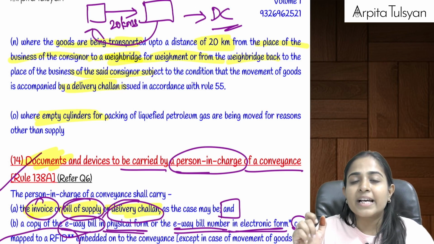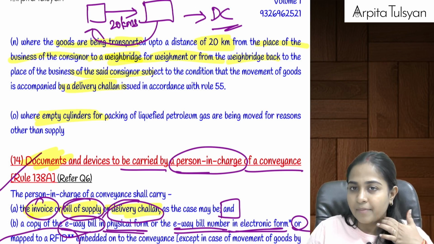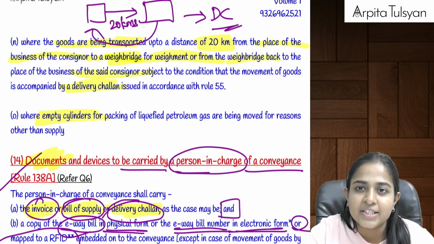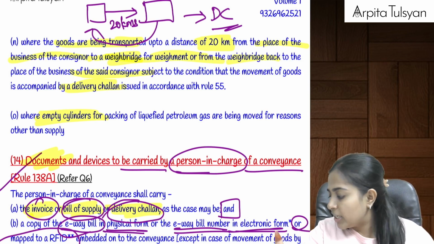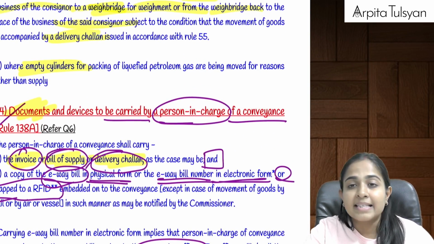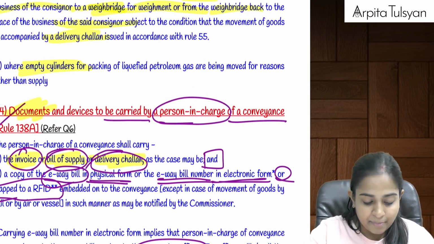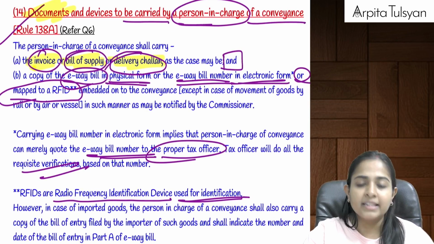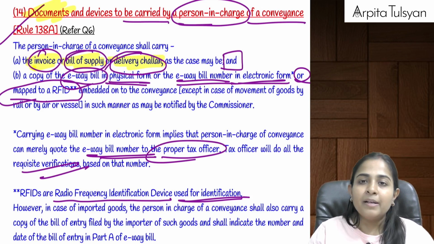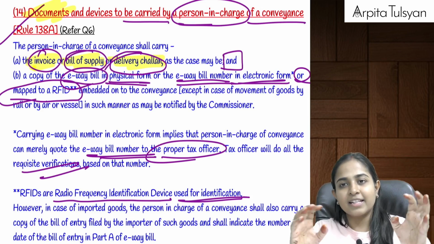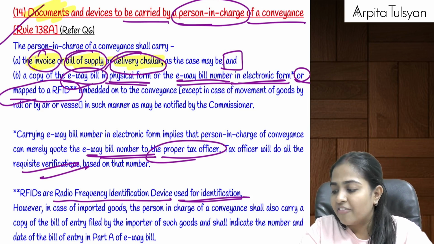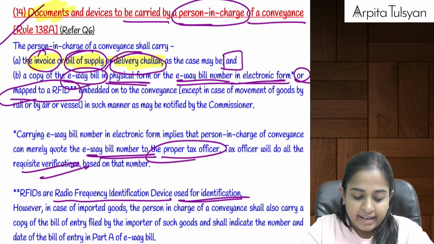Then if the goods are accompanied with a delivery challan, since this is for other than supply purpose, it should be accompanied with a delivery challan. If it is accompanied with a delivery challan, then in that case, an e-way bill is not required. Similarly, if empty cylinders are being moved from one place to another, obviously for other than supply, then again an e-way bill is not required. These were certain points for which e-way bill generation is not required. No need to check the value also, right?